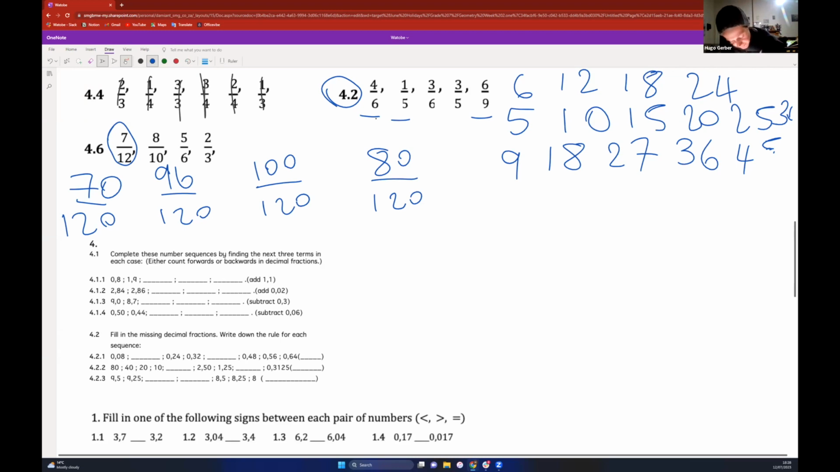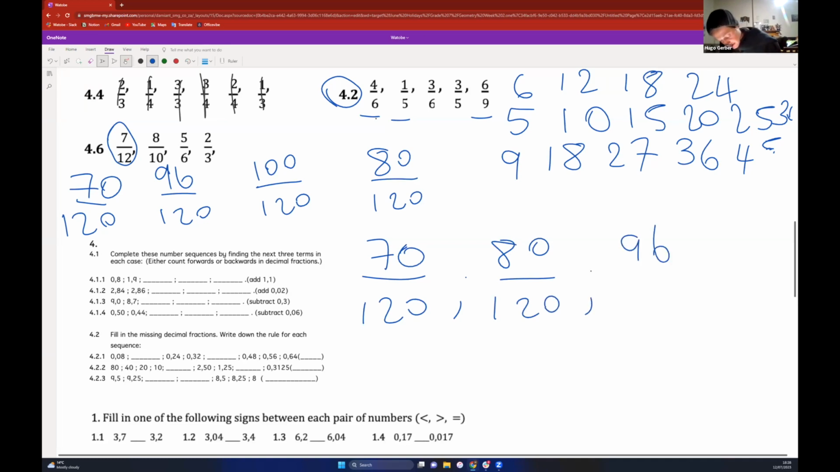Yes. Okay, so we're going to have 70 over 120. And we're going to have 80 over 120. And then we have 96 over 120, and then 100. Oops, let me just put a 2 in there. And then 100 over 120.